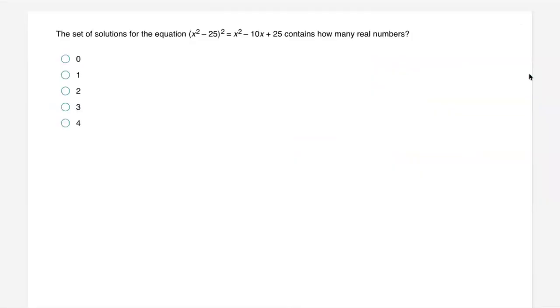Next one. This is pure algebra. I will give you guys 3 minutes for this one. Go ahead.